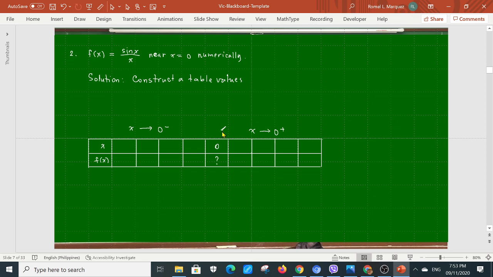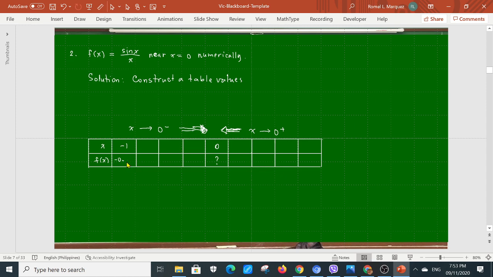So, we want to know this. From the left, from the right. Better to assign, I think, let's start with x is negative 1 from the left. Then I will get what? If you use a calculator, sine of negative 1, radian measure. Be sure your calculator is set to radian mode. Sine of negative 1 over negative 1, this is what I got in my calculator.